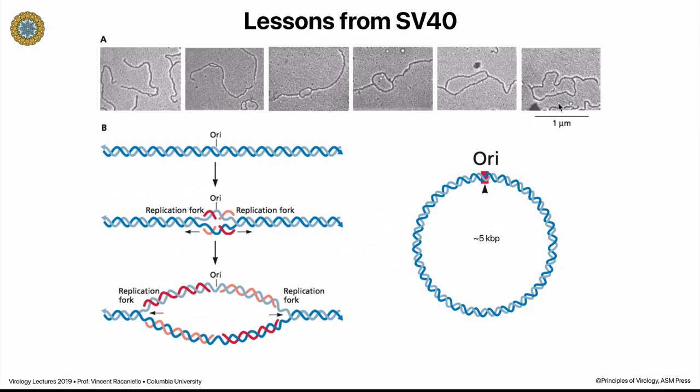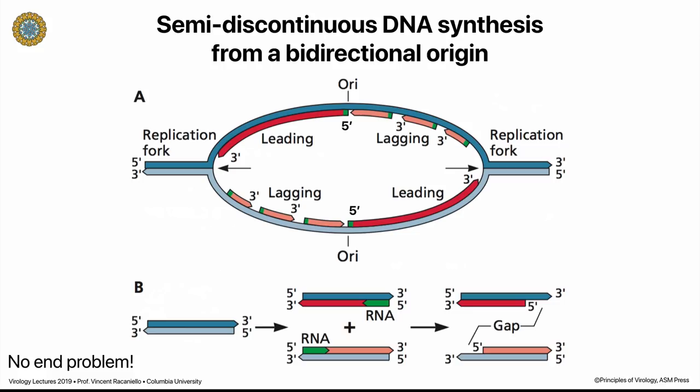So how does this work? Here's a little more detailed picture of this replication fork, the bidirectional. So we say that SV40 DNA replication is semi-discontinuous from a bidirectional origin. The bidirectional origin, I think, is pretty simple, because here's the origin in the middle, and the DNA synthesis occurs on the top strand to the left and on the bottom strand to the right. All right, so it's bidirectional.